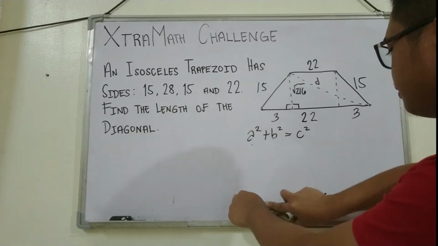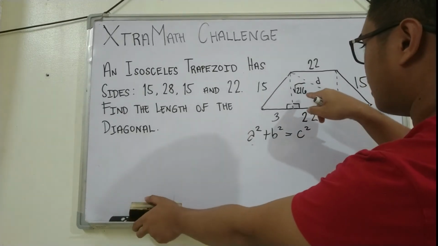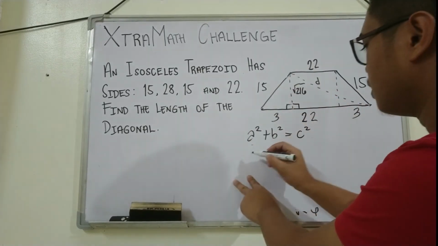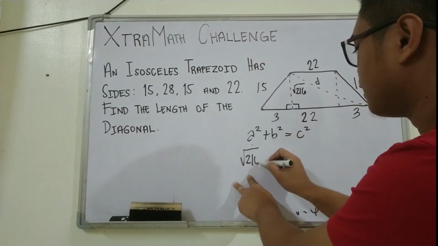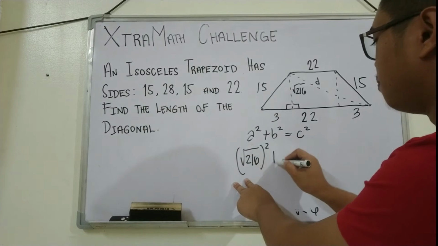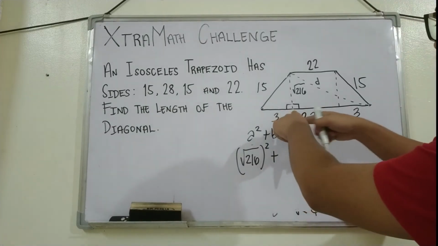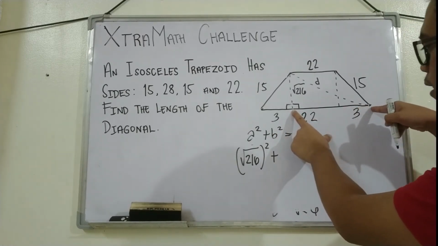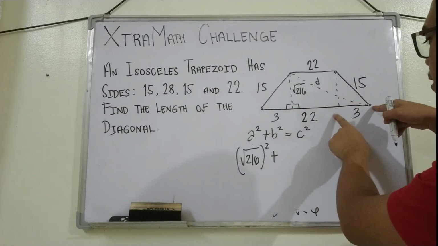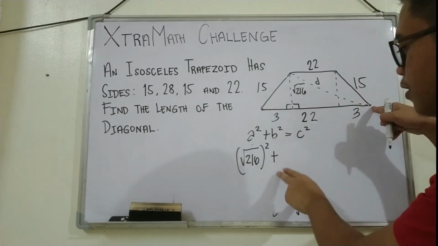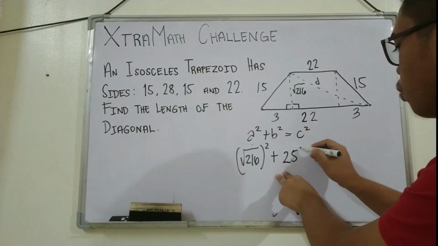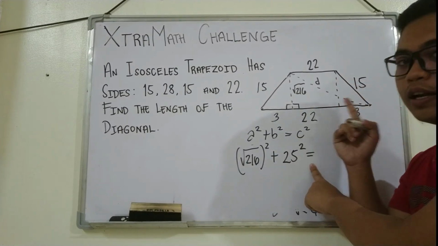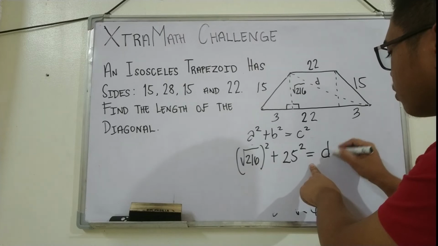Let's get back here. Let's just say our a, or our first leg, is square root of 216. This one. So square root of 216 squared plus b, the second leg. The second leg is this one. This 22 plus 3 in measure. So 22 plus 3, that is equal to 25. So we'll add 25 squared here, which is equal to, our c is the diagonal. Let's just put D here as D squared, or the diagonal squared.